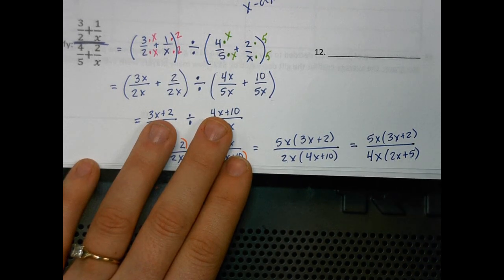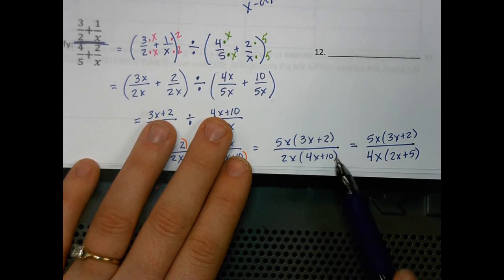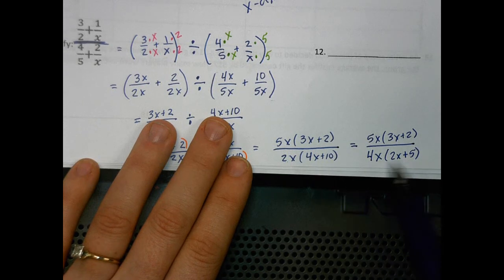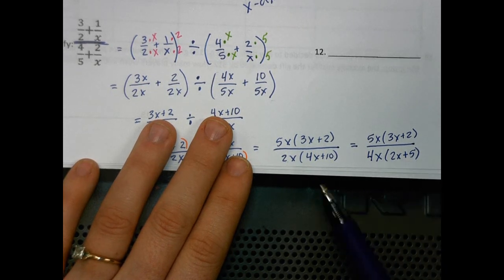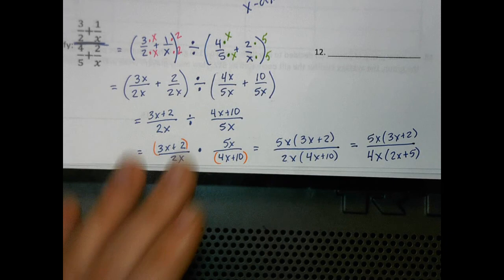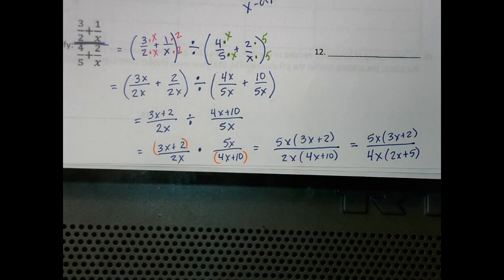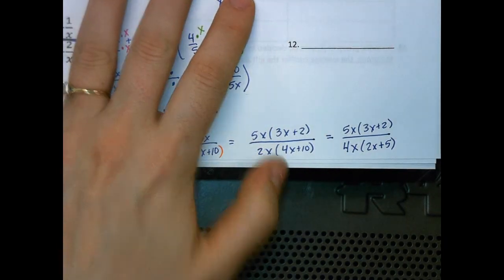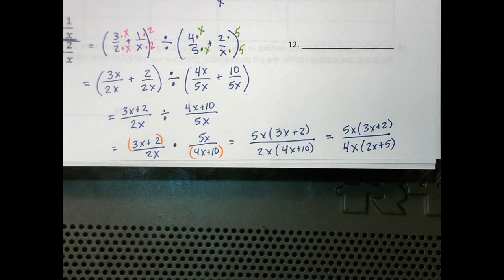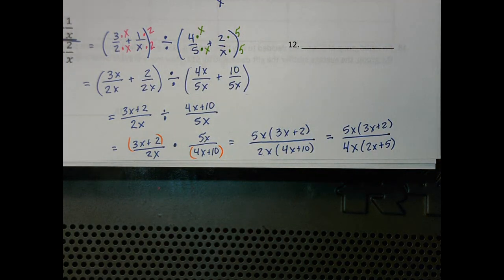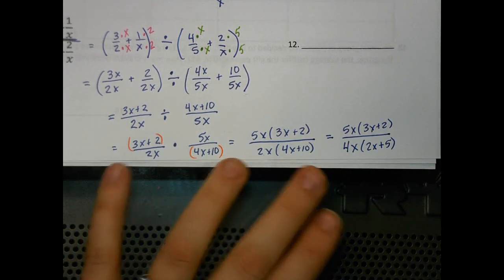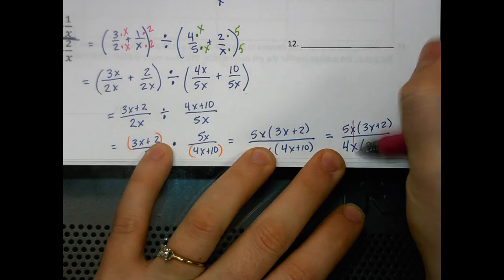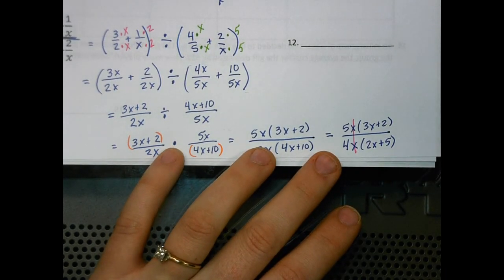Then you check the second term. 2x times 10 is 20x. 4x times 5 is also 20x. So I simplified correctly if they're both equivalent to each other. All right, what can be factored out of my numerator and denominator? Or what can reduce? X. X over x equals 1. So they reduce.